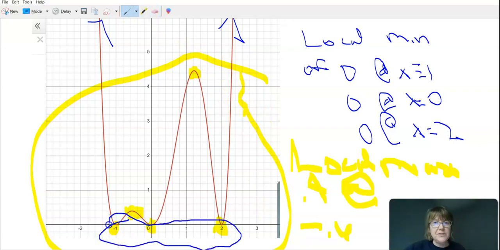Now, as far as an absolute minimum, these values down here are the absolute min. 0 is the absolute min this graph ever gets. It never gets smaller than that for output. But as far as an absolute max, do you see how this guy goes off to infinity? So there is no absolute max.